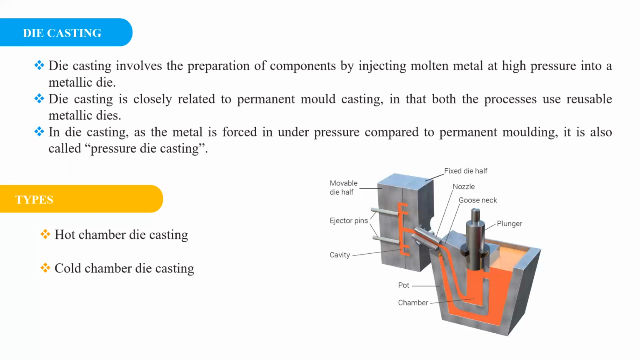So why is the high pressure applied? Because in the die casting process, we mostly prefer low melting alloys like aluminum, magnesium, lead, tin, and zinc. These kinds of low melting point alloys can be easily cast by the die casting process.